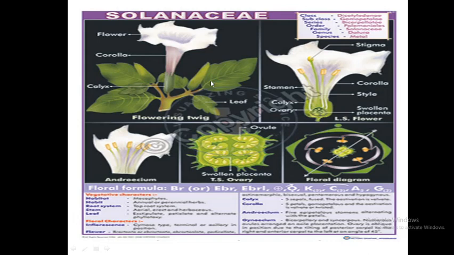Now, floral characters of this family. Inflorescence in the Solanaceae family is extra-axillary cyme or cymose. In Datura, the flowers are solitary, terminal. Flowers are bracteate or ebracteate. They are pedicellated flowers. Actinomorphic, hermaphrodite, complete, pentamerous, hypogynous.